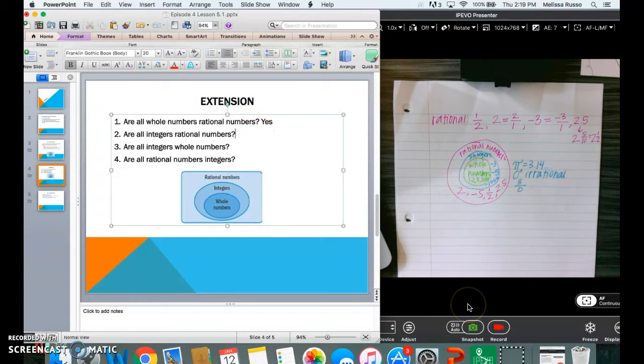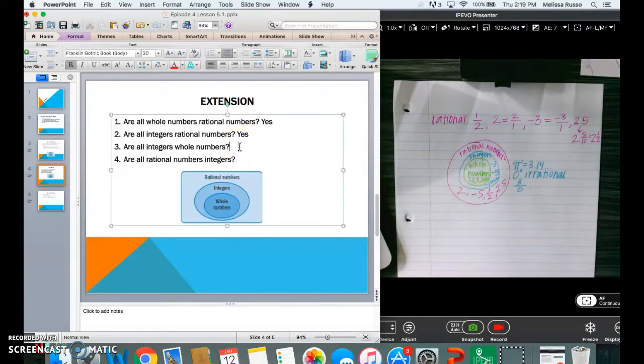Second question, are all integers rational numbers? So if we think about integers, integers are the next biggest section, and those are positive and negative whole numbers. All of these numbers can be written as a fraction. So that means that yes, all integers are rational numbers.